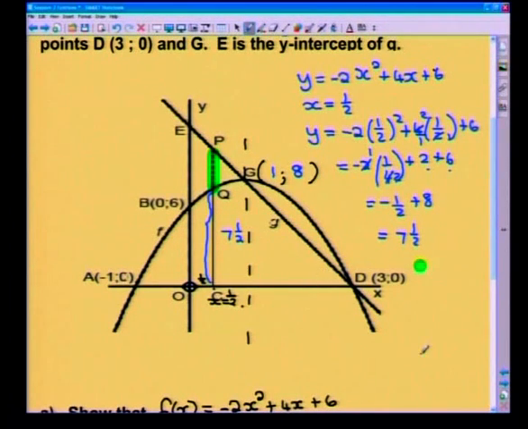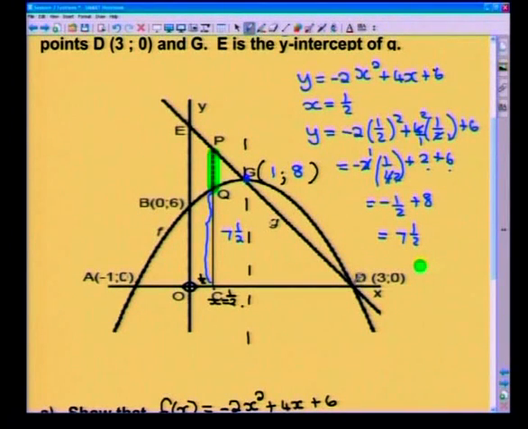Now, in order to find my green distance, I need to find CP. Now, P is not on the parabola. P is on the straight line. But the problem is we don't have the equation of our straight line. So the first thing we're going to have to do is find the equation of that straight line. Remember, to find the equation of a straight line, we need at least 2 points or 1 point and the gradient. We definitely don't know the gradient. We do know that G is a point it goes through, which is 1, 8, and D is another point, which is 3, 0, which means I'm now in a position to find the equation using 2 points. So let's start first of all by finding the gradient of DG.